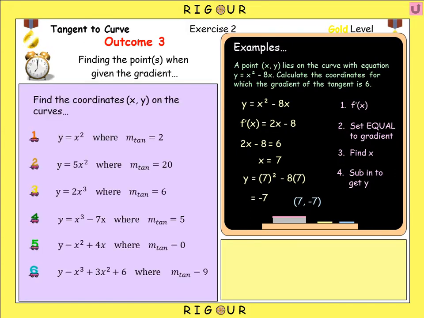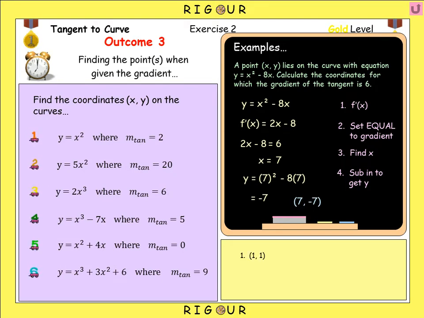So here's a few for us to try. Find the coordinates of the point (x, y) on the curves when given the respective gradients. And if you're working on these at home, pause the video now. Okay, so you've unpaused the video. Let's go over this final set of answers.